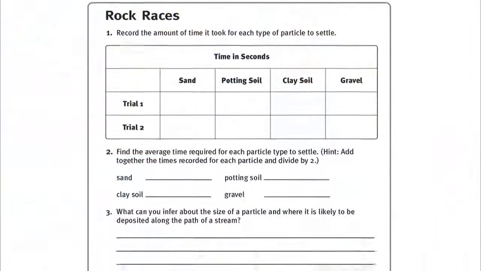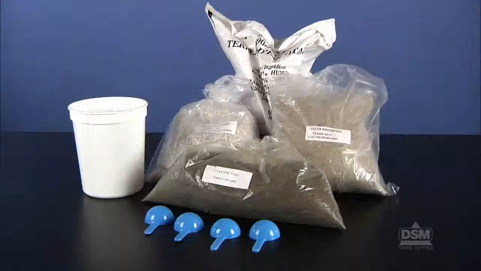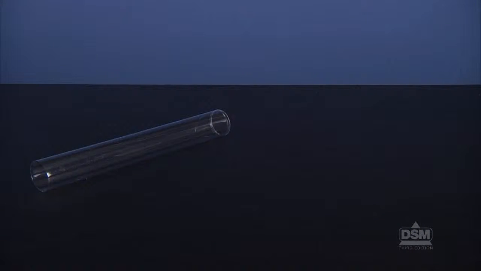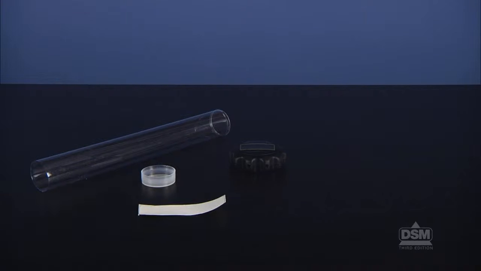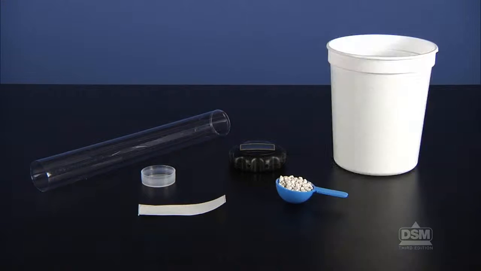To prepare for the activity, make a copy of Activity Sheet 4 for each student. Open the 4 bags of material and place them at a distribution station. Place a measuring spoon next to each bag. Fill 4 containers with tap water and place them at the station as well. Each team of 2 will need a plastic tube, a cap for the tube, a label, a stopwatch, 1 tablespoon of one of the 4 materials, and some tap water.